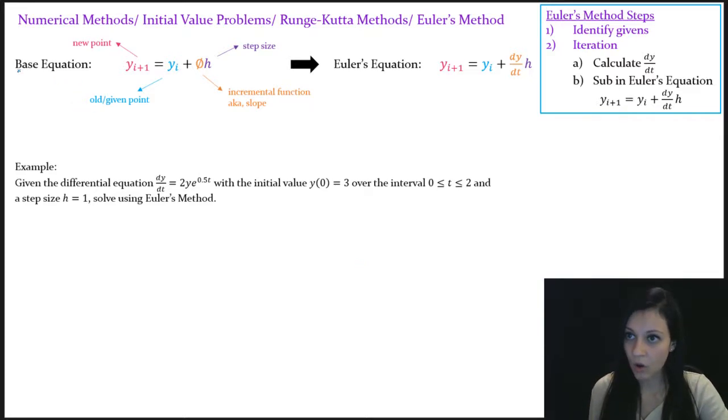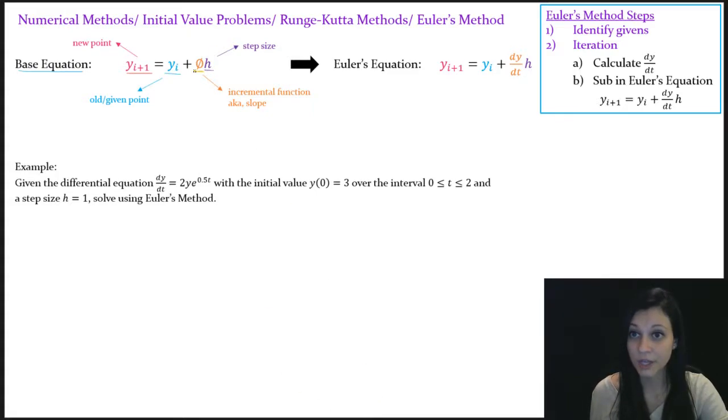And so all Runge-Kutta methods have the same base equation, which is given here. So we have y_{i+1}, which is basically just notation for our new or our future point. We have y_i, which is notation for our old or our previous point. We have h, which is the step size of this function. And this is pretty much always given to us.